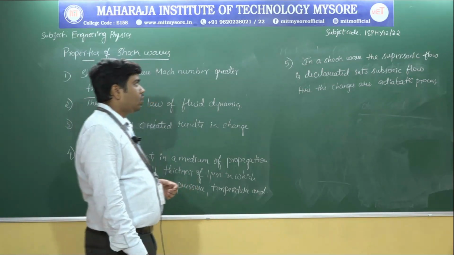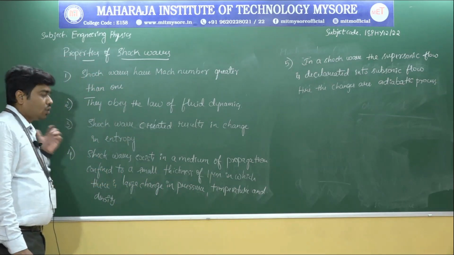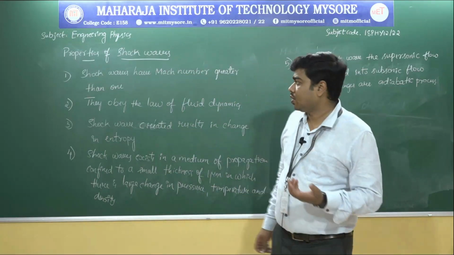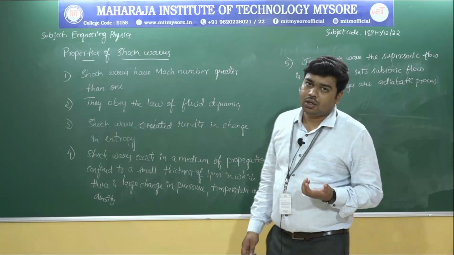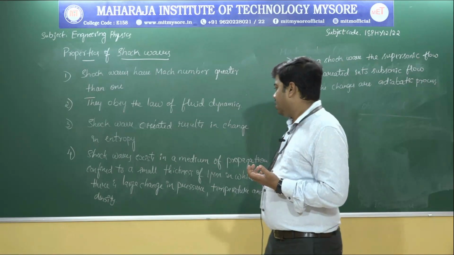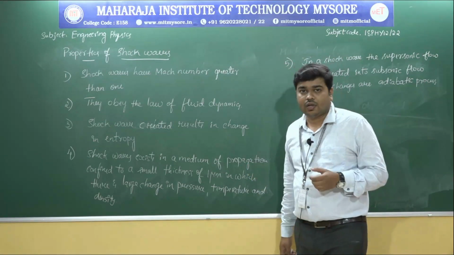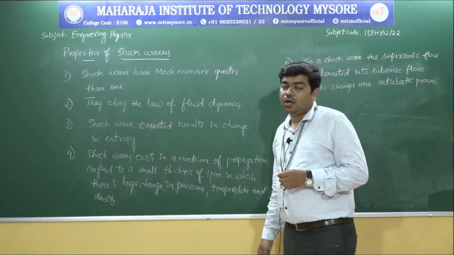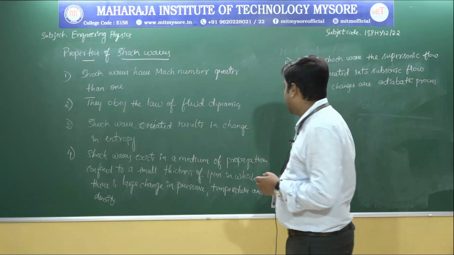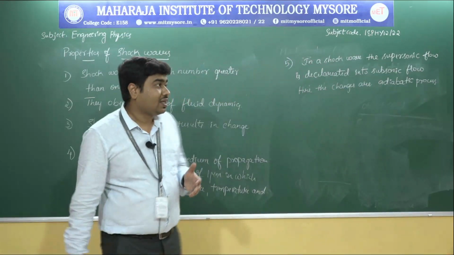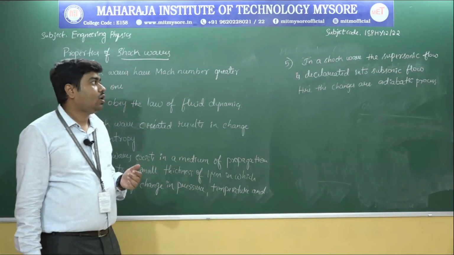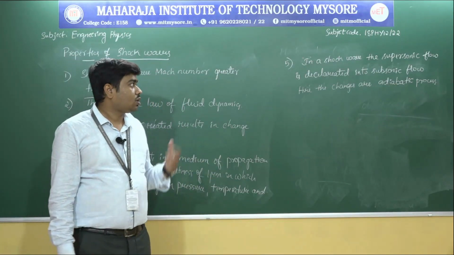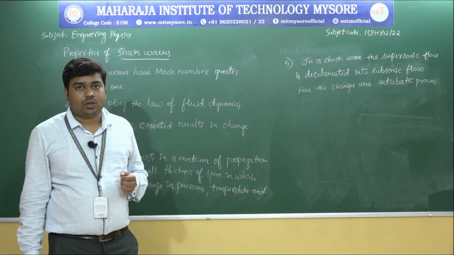So, these are the 5 important properties of the shock wave. First, shock waves always have Mach number greater than 1. They obey the law of fluid dynamics, and shock waves created result in change in entropy. So, it exists in a medium of propagation confined to a very small space of thickness of about 1 micrometer, in which there is large increase in pressure, temperature and density of that medium. And whenever a shock wave is deaccelerated, the supersonic flow deaccelerates into subsonic flow, and the process is adiabatic change. So, these are the important properties of the shock wave.